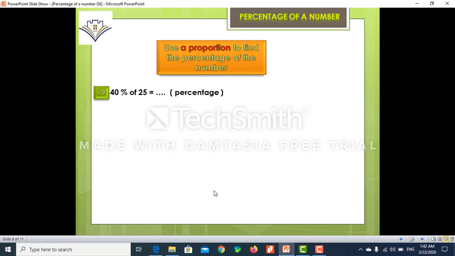We have another type. Use a proportion to find the percentage of the number. Question number 19. 40% of 25 equals p. The p means the percentage. Let's go to this rule: percentage divided by whole amount equals rate or ratio. P is the percentage, divided by 25, the whole amount, equals 40% which means 40 divided by 100. Now, by cross multiplication, P multiplied by 100 equals 40 multiplied by 25.